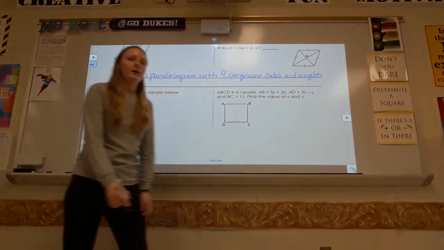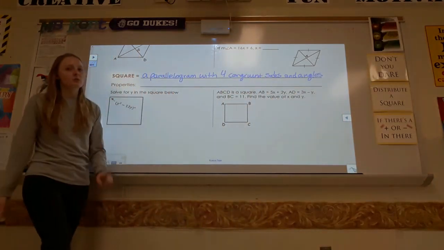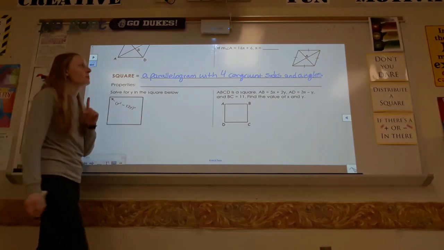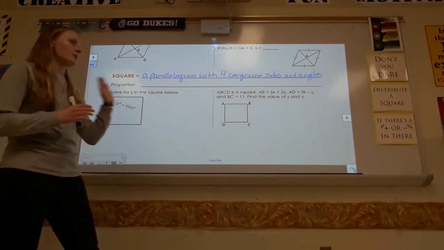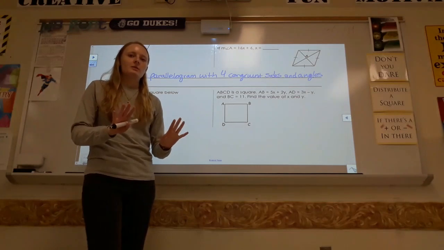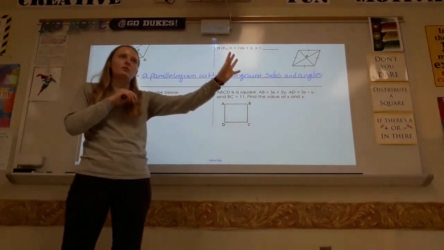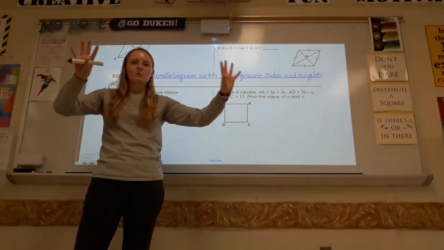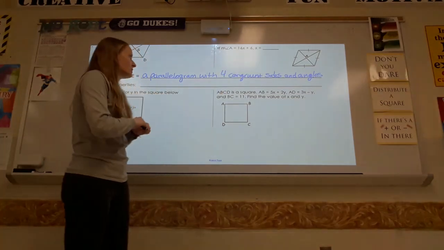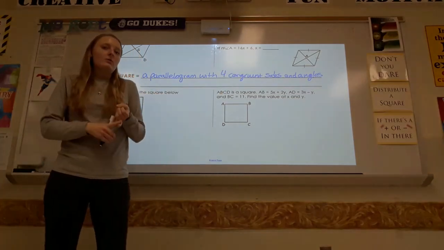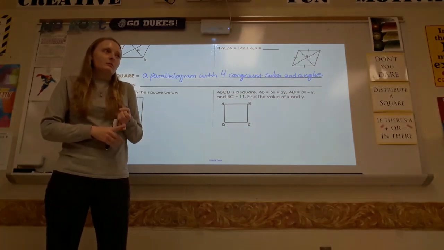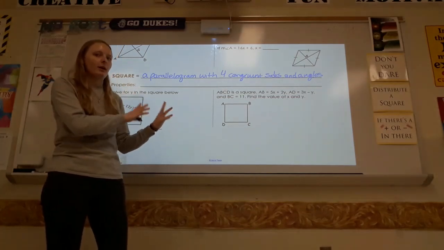So what's cool about a square, and I did introduce these shapes in a particular order on purpose, is that a square is a rectangle and a rhombus. It's kind of like they're mushed together. The rectangle had the congruent angles, the rhombus had the congruent sides. When you put them together, you get a square. So a square is both a rectangle and a rhombus, as well as being its own category, a square.